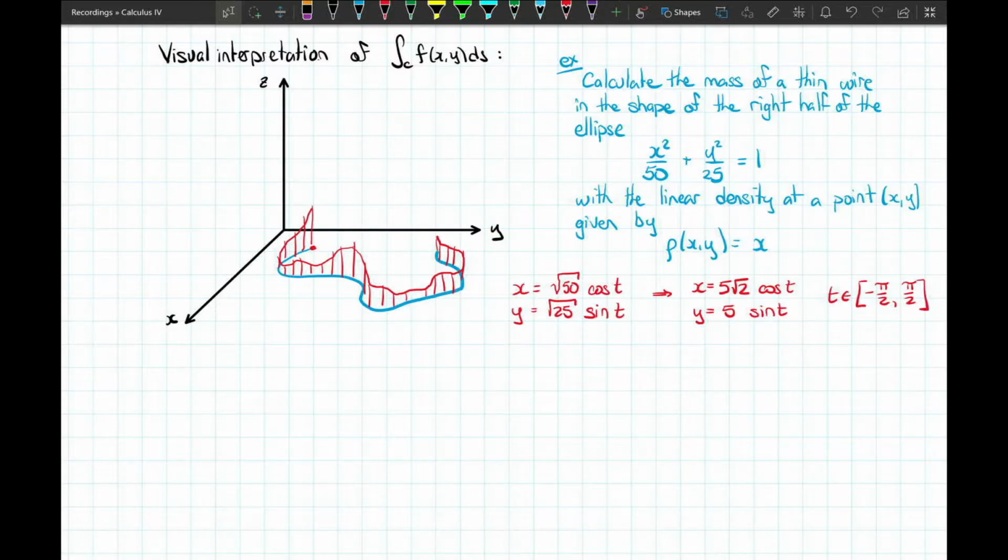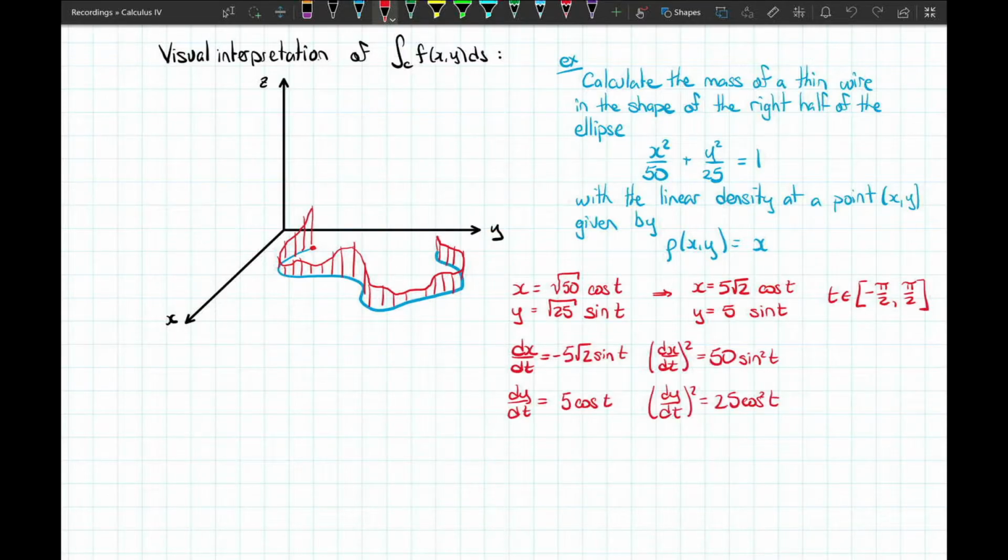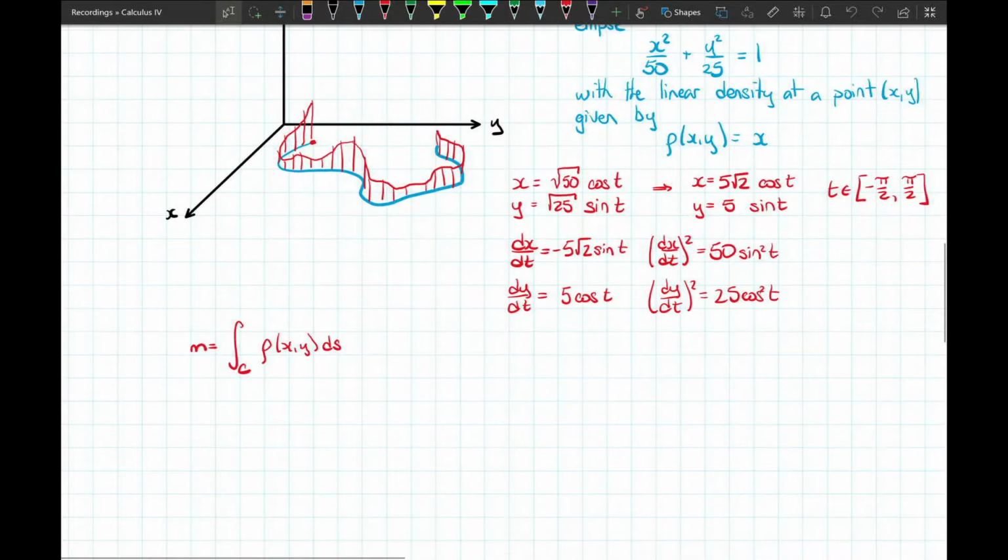All right, well, we'll be plugging this 5 root 2 cosine t into our linear density function to make it a function of t. But then in order to set up our line integral, we're also going to need to find the derivatives dx by dt and dy by dt. So here are those first order derivatives, dx dt, dy dt, and I've squared both of them so that we can set up the equation for mass. Mass is simply the line integral over the curve of the linear density function.